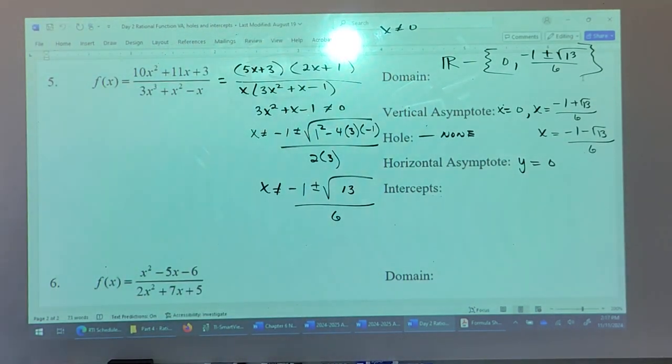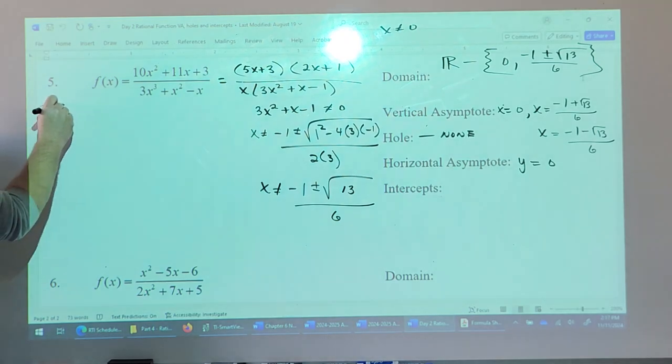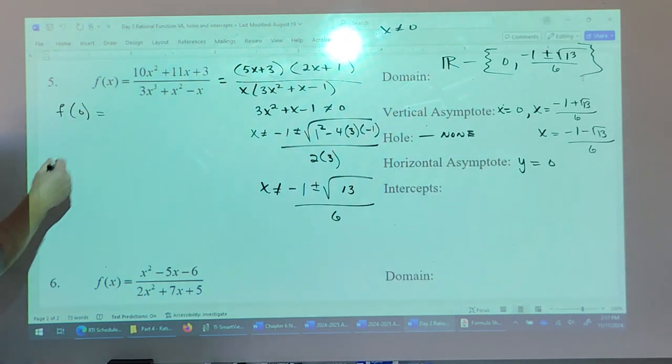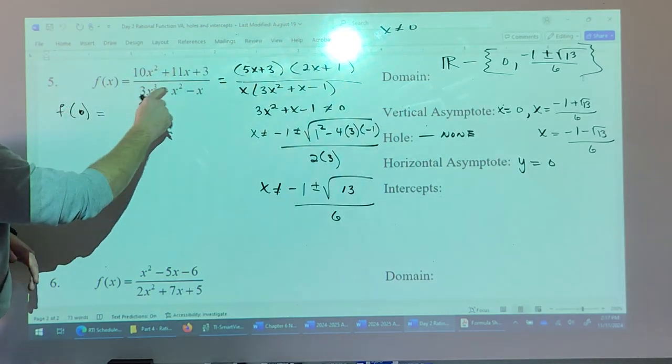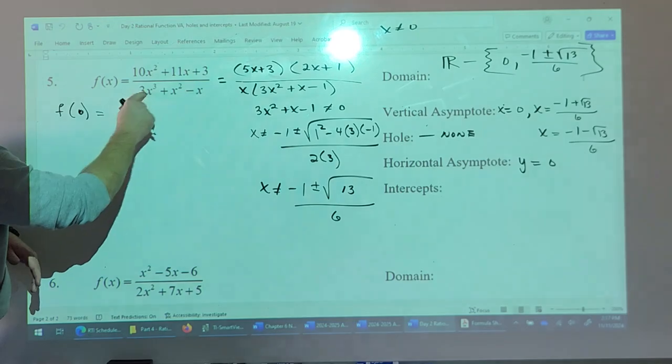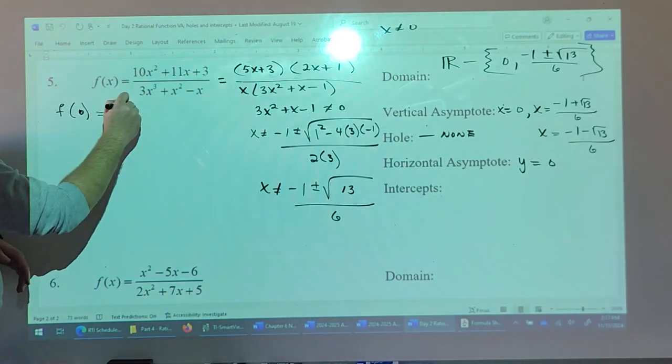Okay, intercepts. So for intercepts, we want to find the y-intercept first. So if we try to find f of 0, well, what's going to happen now if we put 0 in for all of these x's? Well, I'll put it in just so I can show you what's going on.